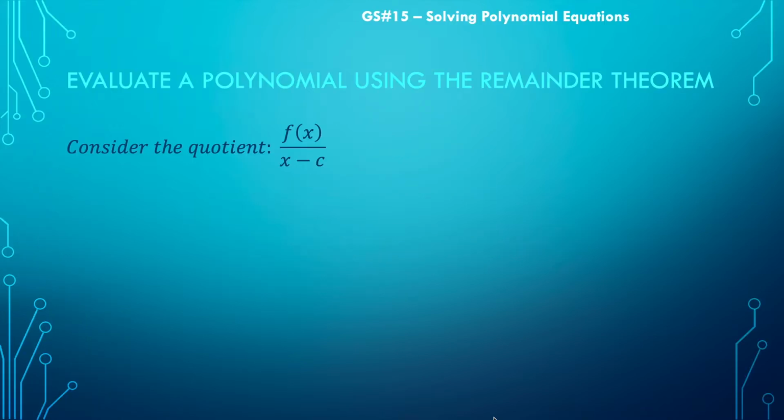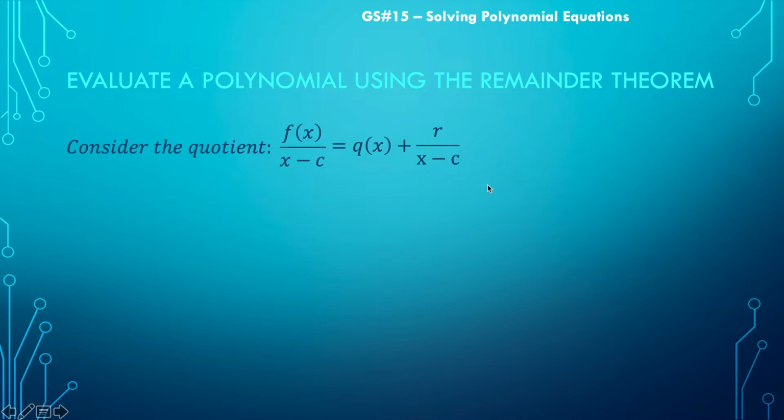Okay, so let's think about this quotient. We have a division problem, f of x divided by x minus c. We're going to say f of x is a polynomial, and of course, x minus c we know is a polynomial. So this is just polynomial division. What if we divided this? What would our answer look like? Usually we end up with another polynomial, which we're going to call q of x here, and potentially a remainder. Remember that we can write a remainder as the remainder over that divisor, x minus c.